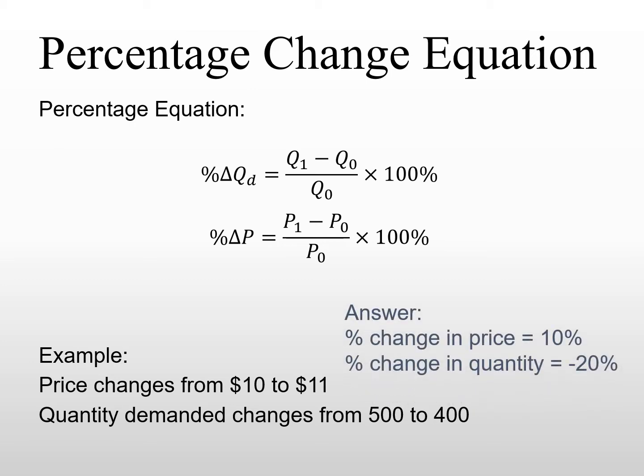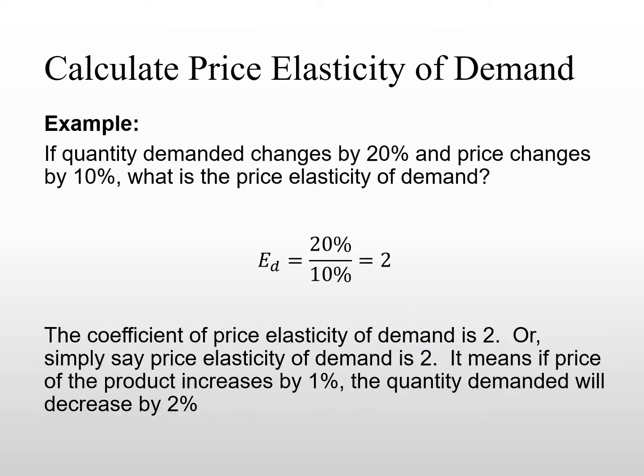So the answer you get should be the following. The percentage change in price is a positive 10%, and the percentage change in quantity is a negative 20% because it decreases. So once you have the percentage change calculated from those two equations, you can now combine the two answers.